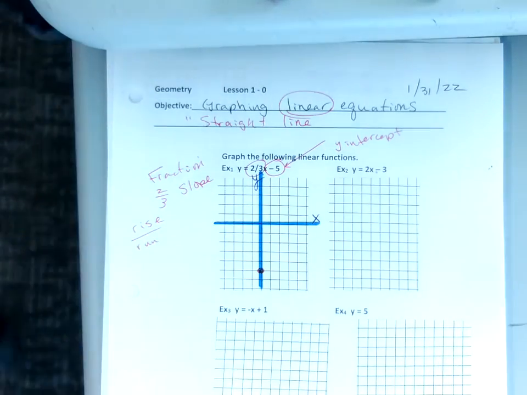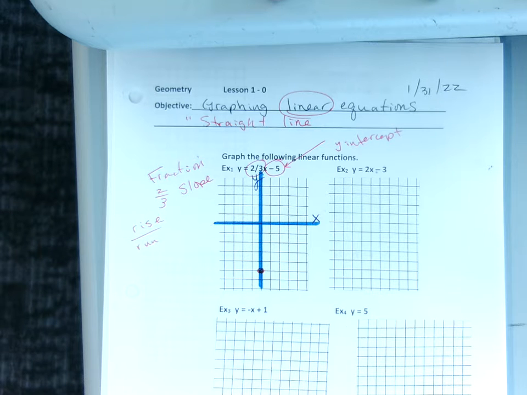Think about this. You stand at the bottom of the stairs. You want to go up the stairs. It may seem obvious. You don't go forward first. If you go forward first, you're going to fall down. Rise, then run. Does that make sense? Same thing. So we're always going to go up 2 over 3 for this slope.